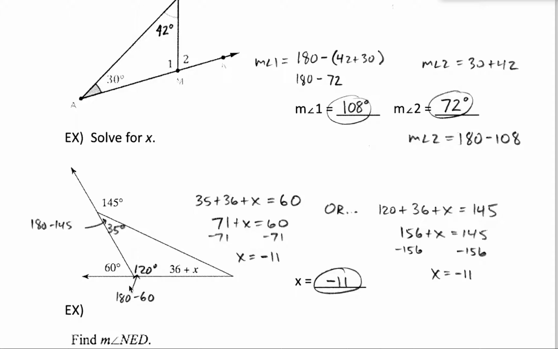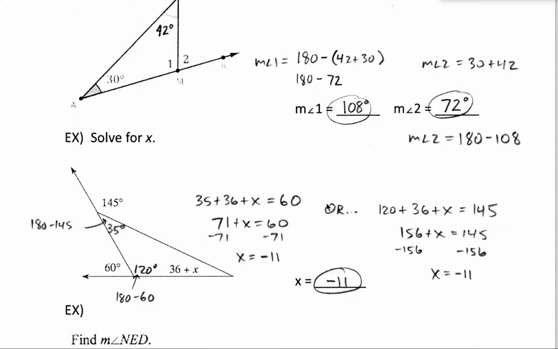However, we could approach this differently. What if we instead wanted to solve for this interior angle measure? Again, we just have our linear pair relationship here. So 180 minus 60 would give us our unknown angle, 120. Now we have this interior angle and this interior angle right here. Those two would be remote interior angles to this exterior angle. So we could add 120 and 36 and x together and know that it equals 145, and that equation would help us solve for x as well.